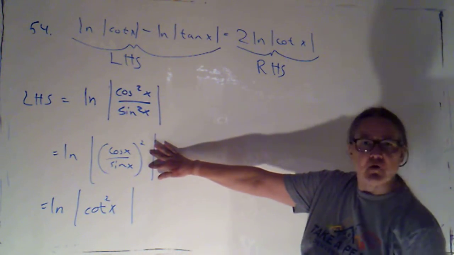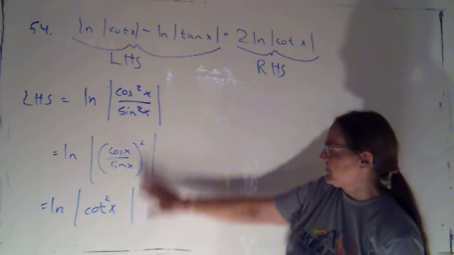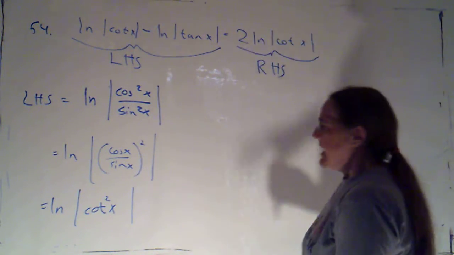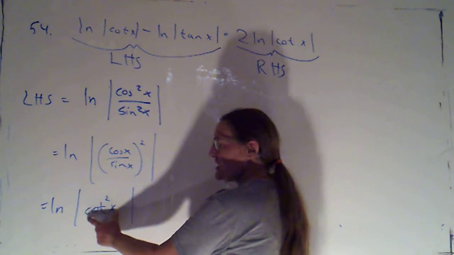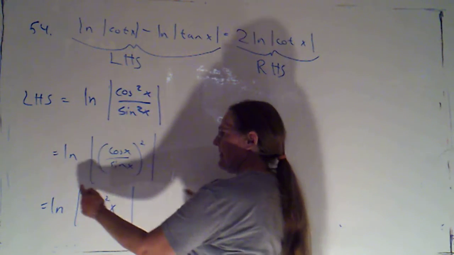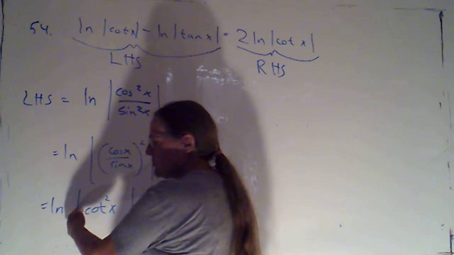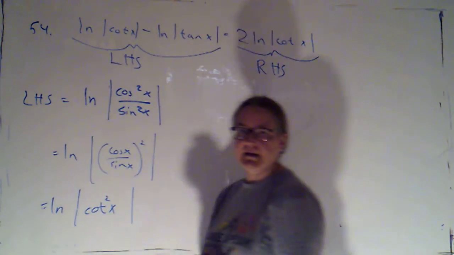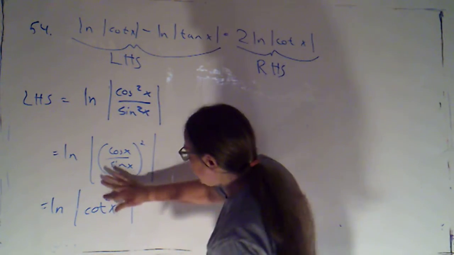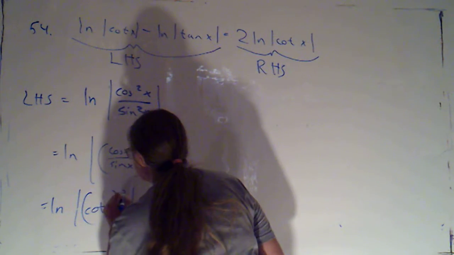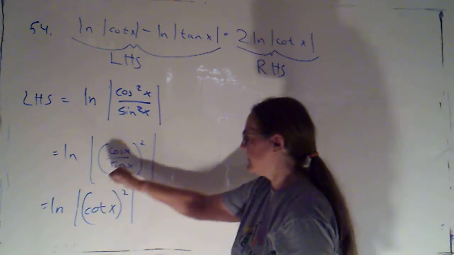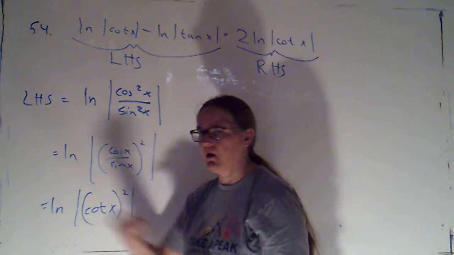Not necessary to show that intermediate step. If you're comfortable going from here to here, that's totally fine. Okay. Now if I look at this, I'm taking cotangent of x, then I'm squaring it, then I'm taking the absolute value, and then I'm plugging into log. In fact, I almost want to write that as cotangent of x squared, just to really make it super clear. Cotangent, then square, then absolute value, then log.